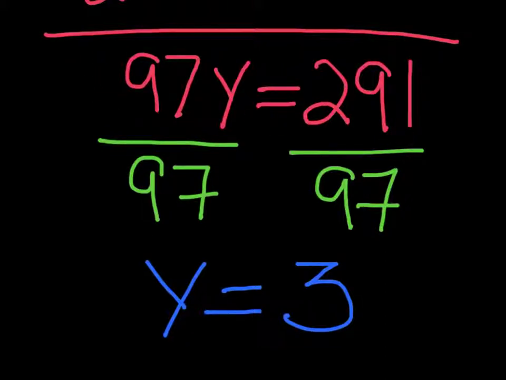From there, I performed the inverse operation of multiplication, that is division, to both sides of my equation. I divided both sides by 97 to clear the variable of the coefficient. I was left with y equals 3. So at this point, I will just simply draw a box around my answer to show that it is my final answer.